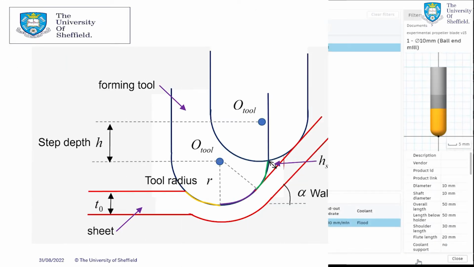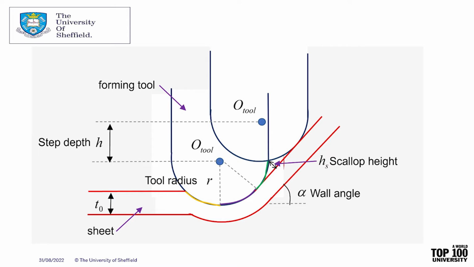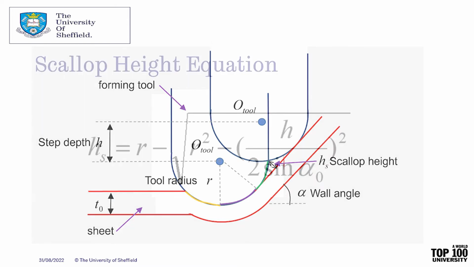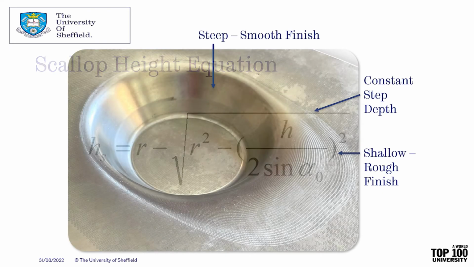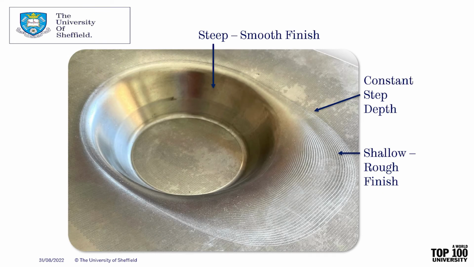by the CNC machine. The step depth is the vertical distance the tool will move down after each pass, whereas the scallop height is the height of the surface profile after the sheet metal is formed by the tool for each pass. The smaller the step depth or scallop height, the better the surface finish, but the process will take longer.